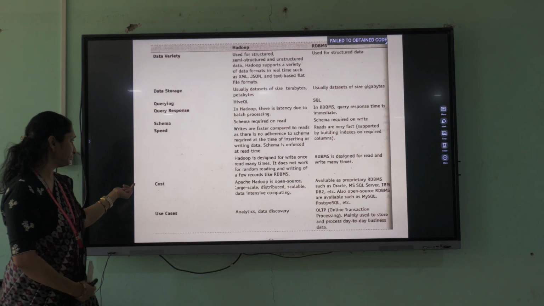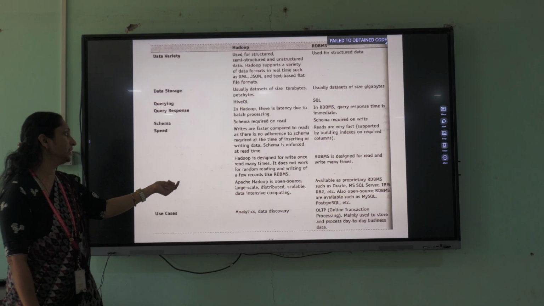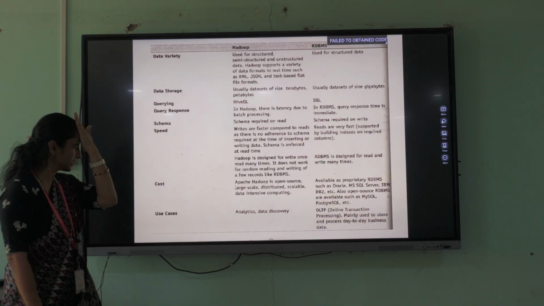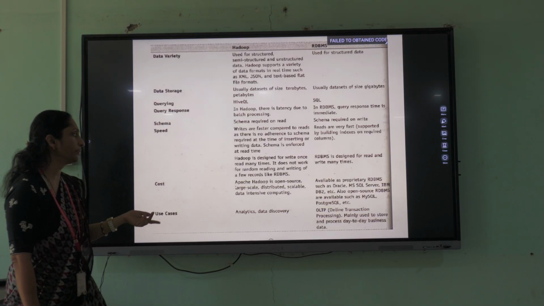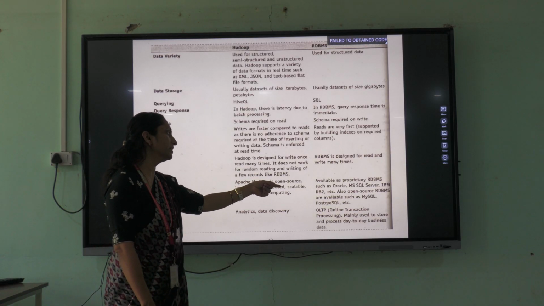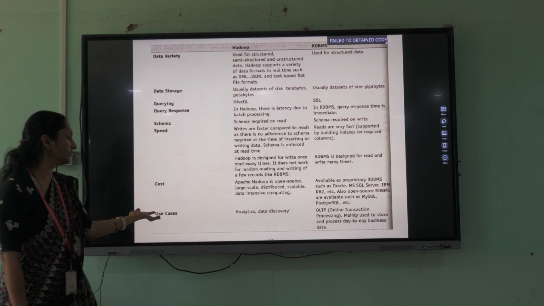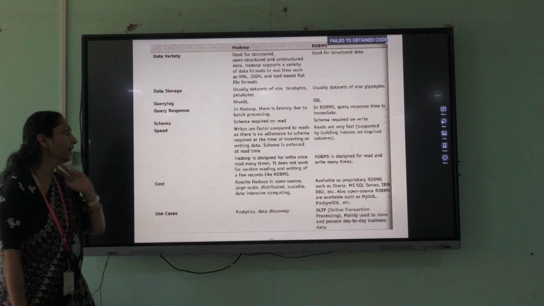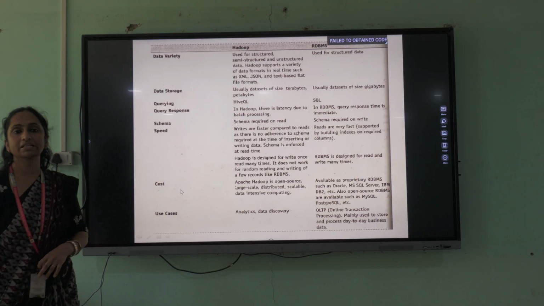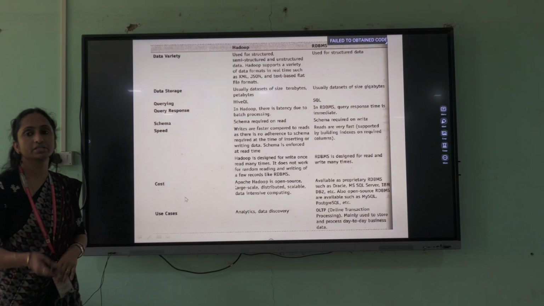And here Hadoop is Apache, an open source, large scale distributed, scalable, data intensive computing framework. But in the case of RDBMS, it is vendor specific. You have to pay for that. And use cases of this one: analytics, data discovery, and OLTP is the best use case for the RDBMS.